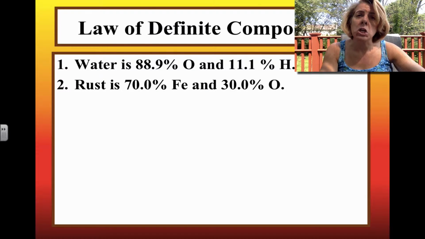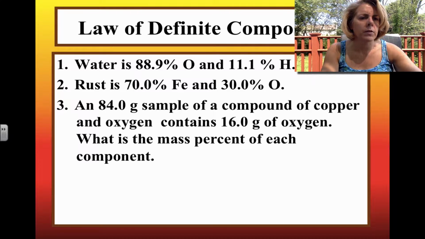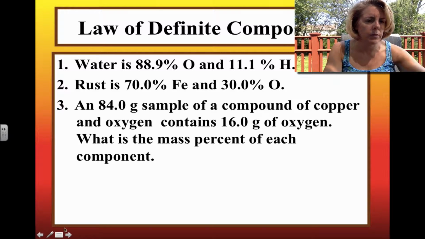So notice that iron is very large compared to oxygen, and that makes sense because it's further on in the periodic table. Okay, here we go. So this is our first calculation. We have 84 grams of copper and 16 grams of oxygen, and they want to know what is the mass percent of each component.